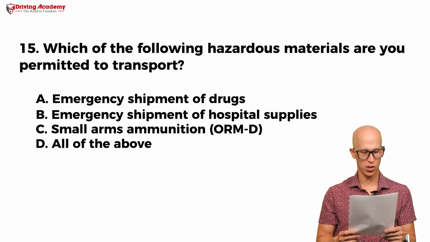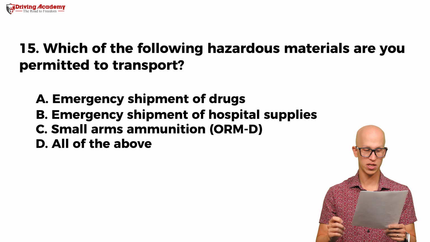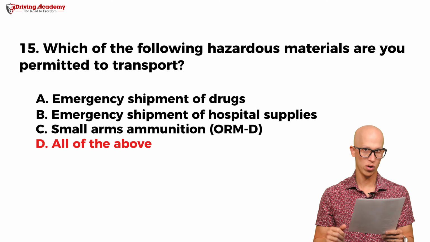Next question, which of the following hazardous materials are you permitted to transport? A, emergency shipment of drugs, B, emergency shipment of hospital supplies, C, small arms ammunition, or D, all the above. In this case, it's going to be D, all the above.